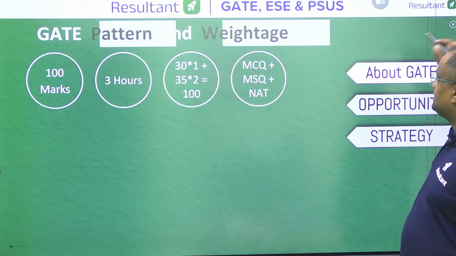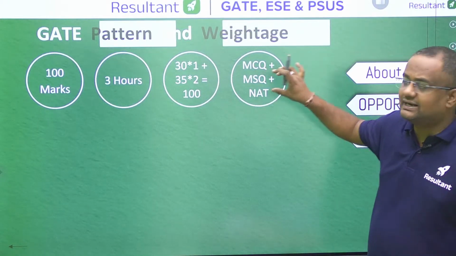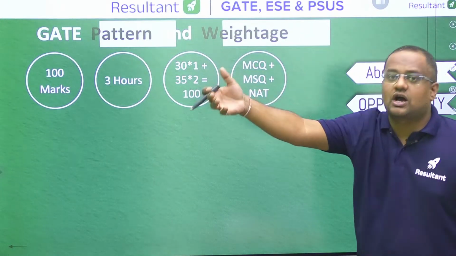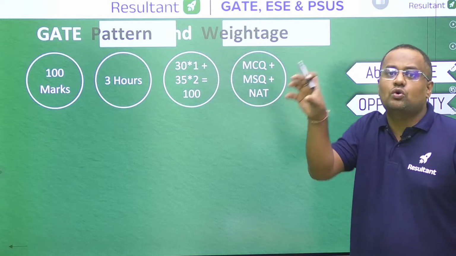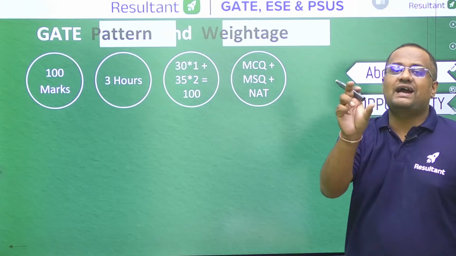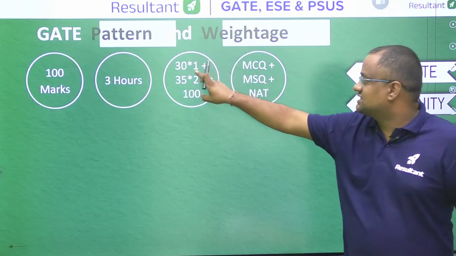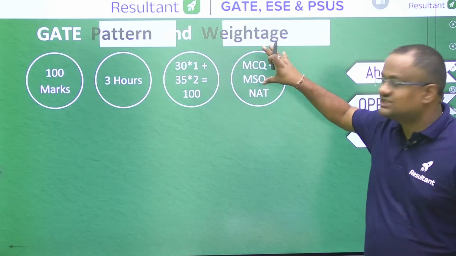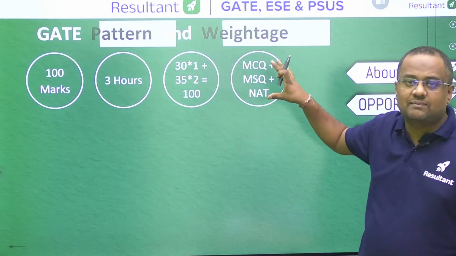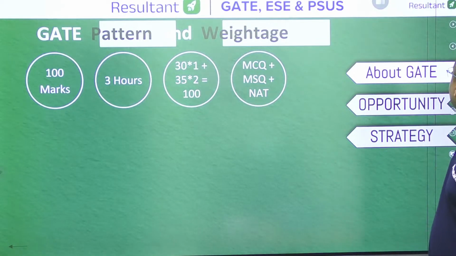Few questions will be MCQ, few questions will be MSQ, few questions will be NAT. How many will be MCQ, how many will be MSQ, how many will be NAT is not defined by IIT. So out of the total 65 questions, 30 plus 35, any number of questions can be MCQ, any number of questions can be MSQ, any number of questions can be NAT.